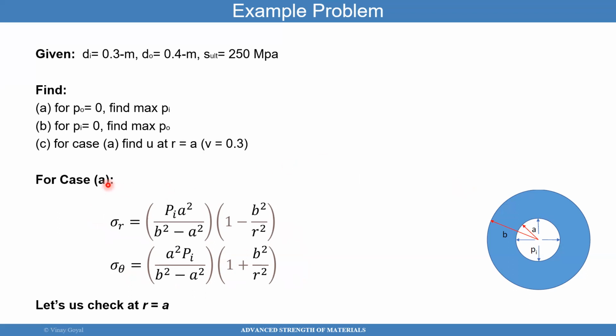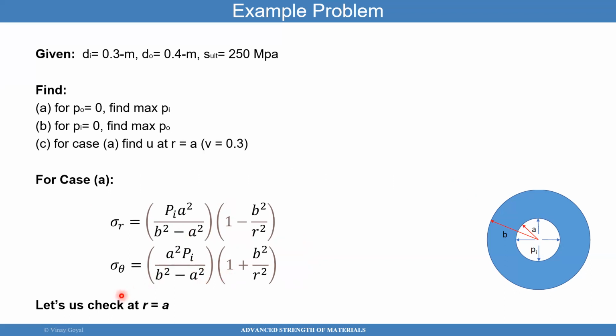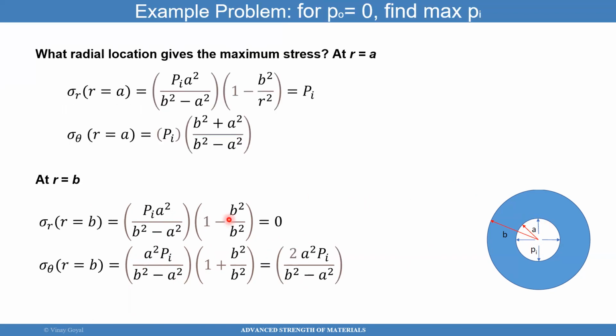So for case A, when you substitute everything with P naught equal to 0, everything simplifies nicely to this equation. So we can now check at r equals a and see what happens. When I plug in a there, this whole thing simplifies to Pi, which makes total sense. We discussed that earlier. The radial stress, sigma r, should equal Pi, the pressure inside. Sigma theta, the hoop stress, is Pi (b squared plus a squared) over (b squared minus a squared). Now let's look at the stresses at r equals b. At r equals b, the radial stress is 0.